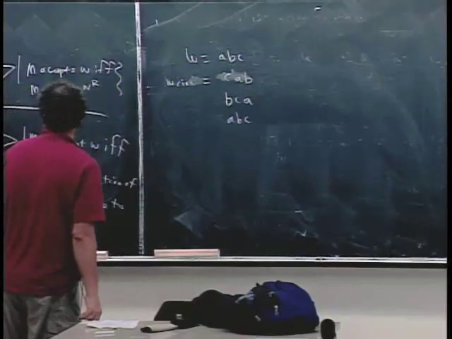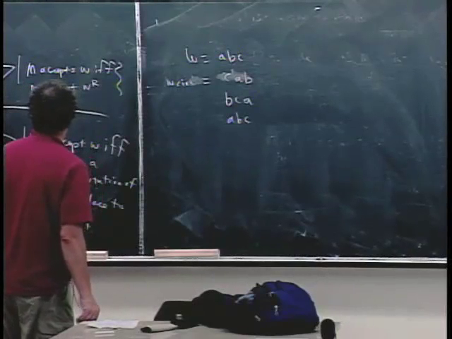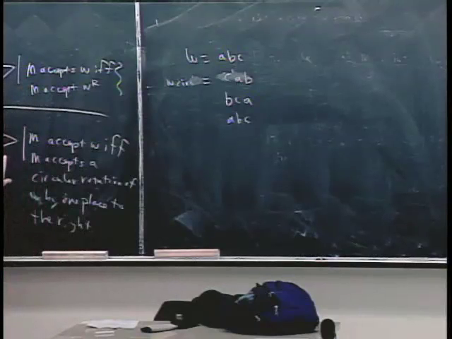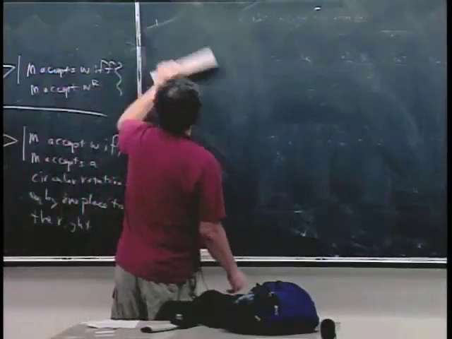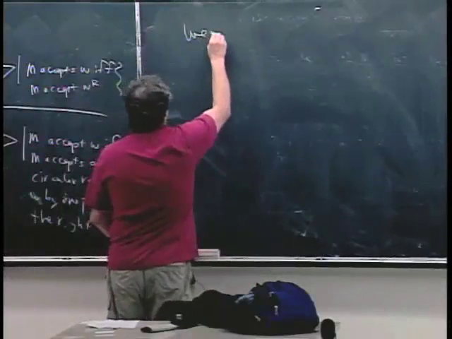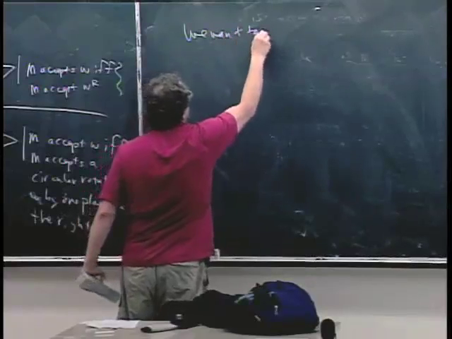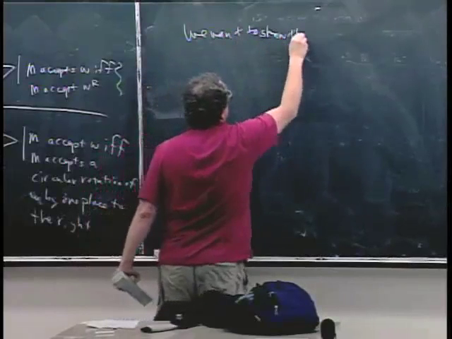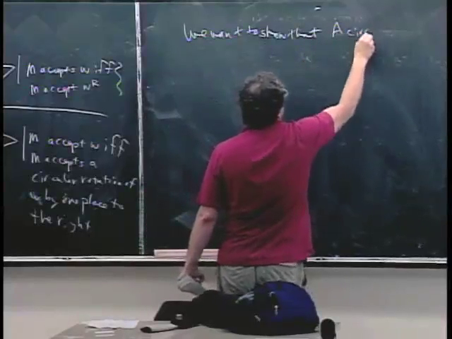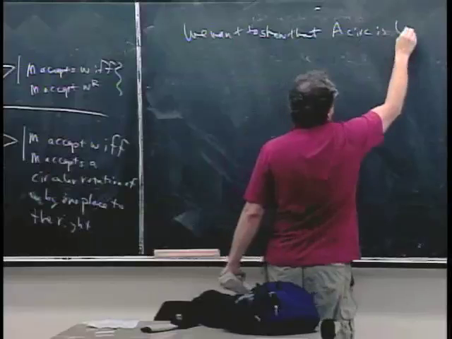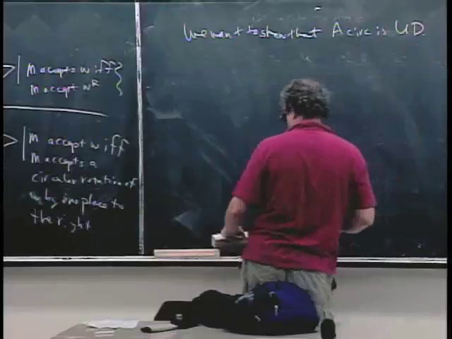All right. So I want to know whether this language is decidable. All right. That A circ is undecidable. Okay?